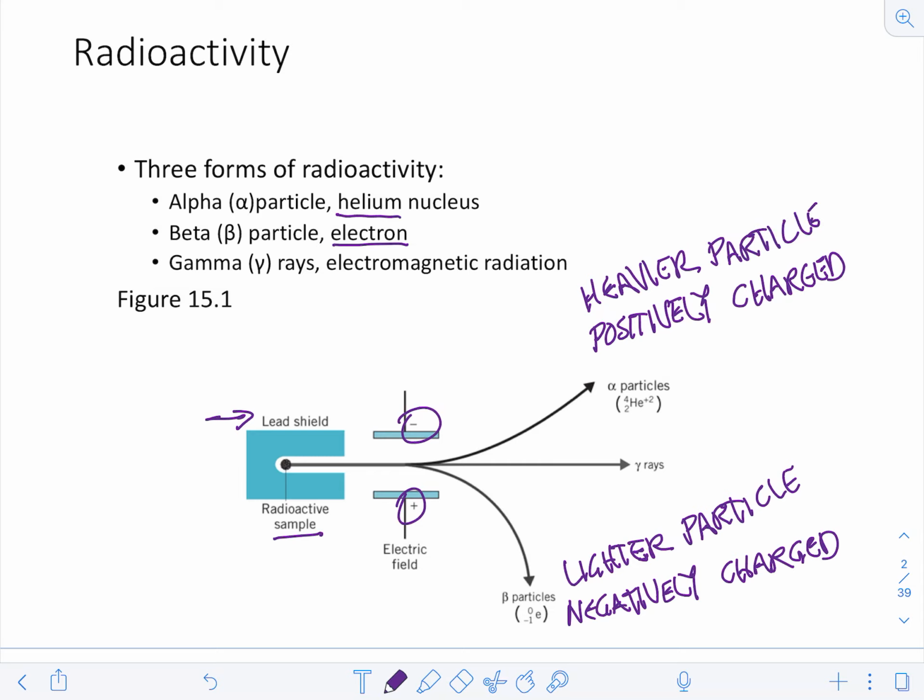Now the important thing to remember is that gamma is radiation. It has no mass, so because it has no mass, it can't have any charge, and as a result it is not affected the way alpha and beta particles are affected.